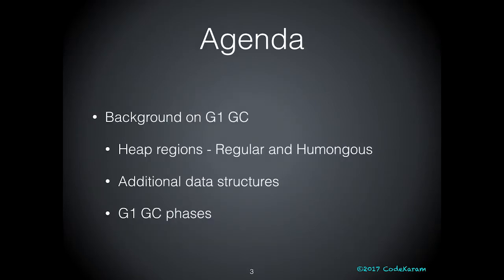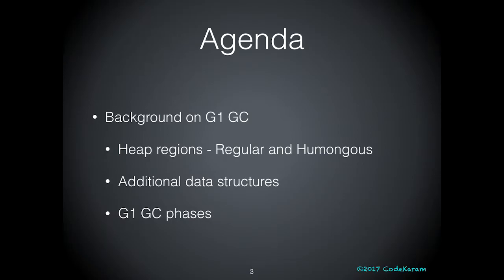What I'm going to cover today is G1 GC. It's going to be kind of fast-paced. I'm going to introduce certain concepts that are really important in tuning the Garbage First garbage collector. I'm going to talk about the heap regions, what are humongous regions and what are regular regions, and then humongous objects, basically. And then I'll talk about some additional structures that add to the footprint of G1 GC.